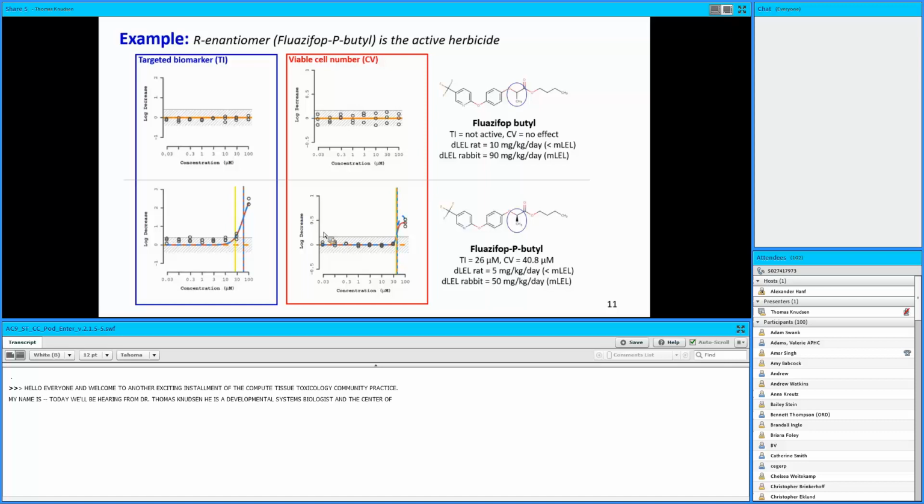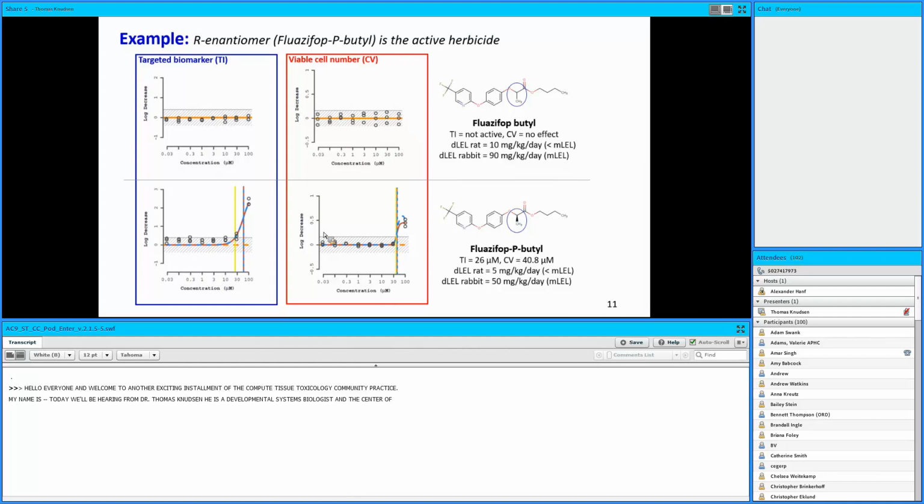Here's another example of a pesticide, Lozafop P-butyl, which is an active herbicide. It's present in 2 stereoisomer forms, the S form and the R form. The P-butyl is the active form, it's the active herbicide. And both compounds are present in ToxCast. The active herbicide was active on the stem cells. The inactive form was not active at the concentrations tested.